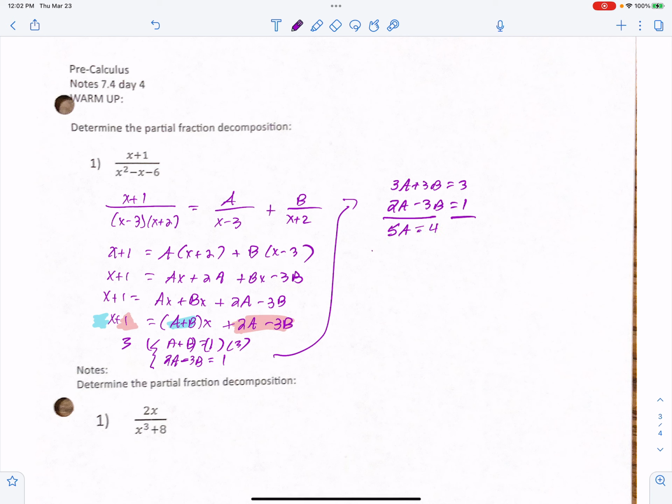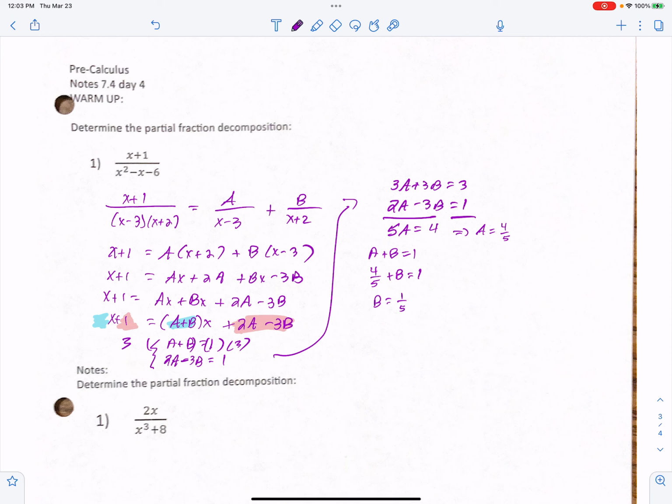And then I'm going to use the fact that A plus B is 1. Oops, I forgot to solve that. So A is 4/5. And then substituting 4/5 in for A, if I subtract, I get B is 1/5.